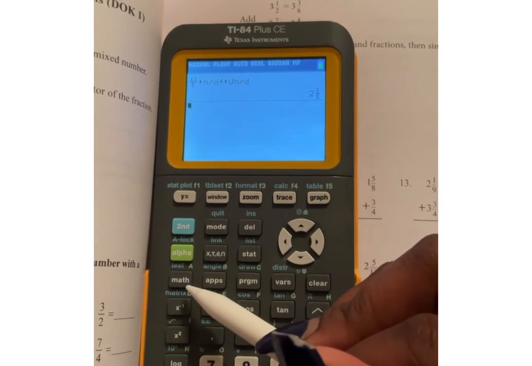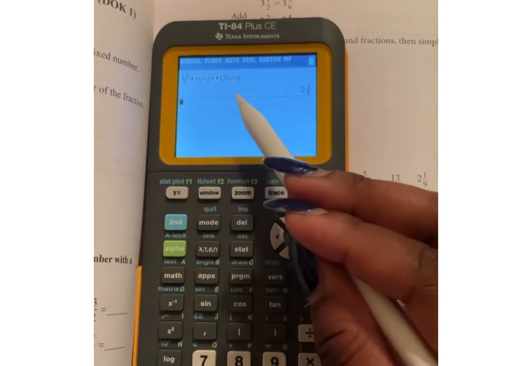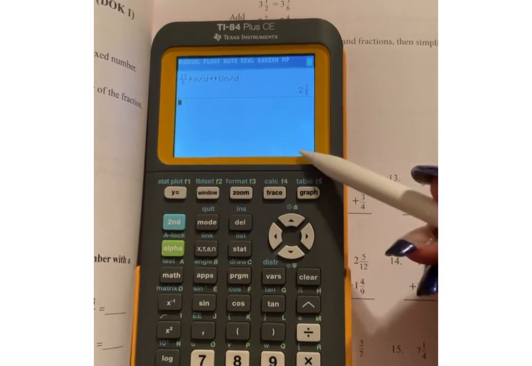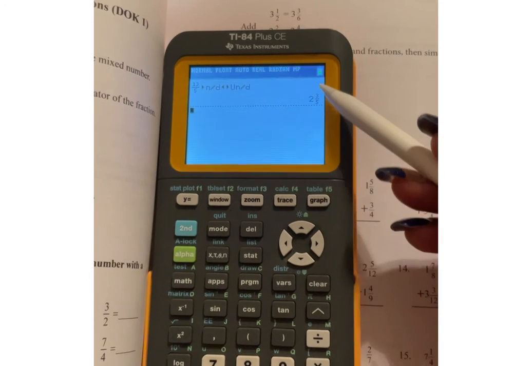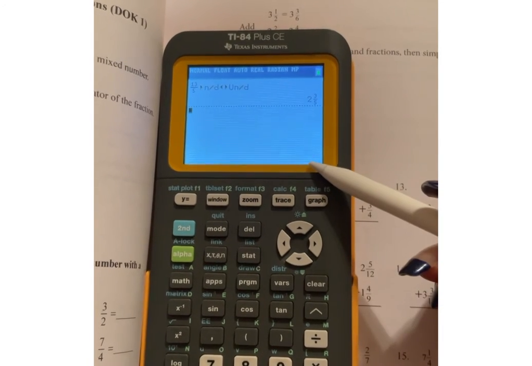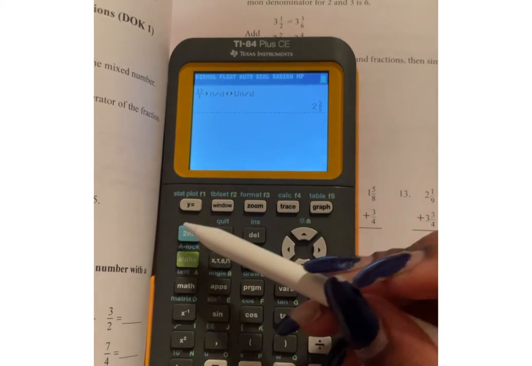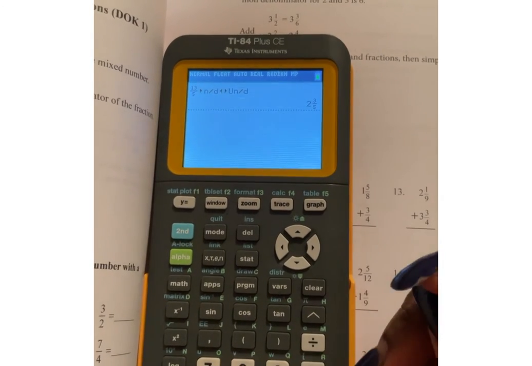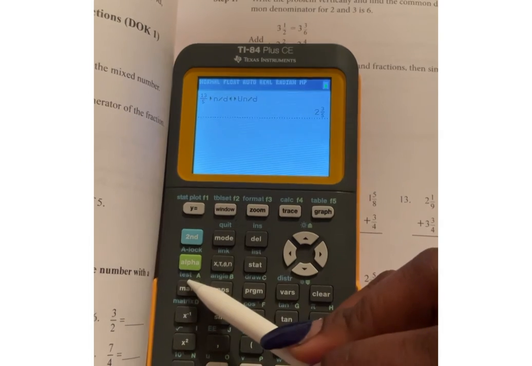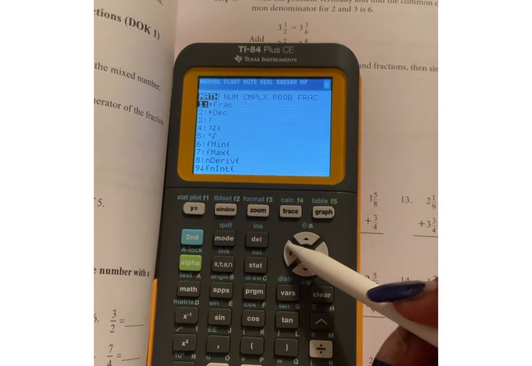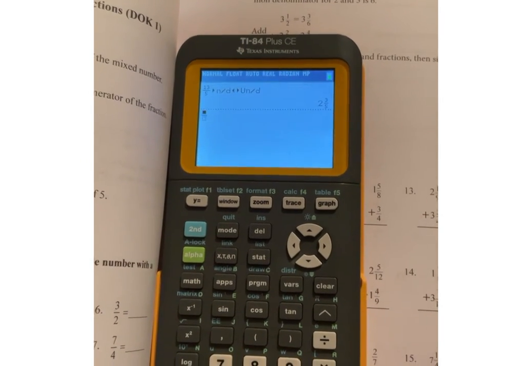Alright, let's try it again. Now I don't have to clear out my screen because this is a multi-view for a reason, so that I can see multiple answers at one time. But some people like to clear their screen, that's fine. You do not have to reset the memory after each problem. We could just go to the next one. Math, arrow backwards, enter.